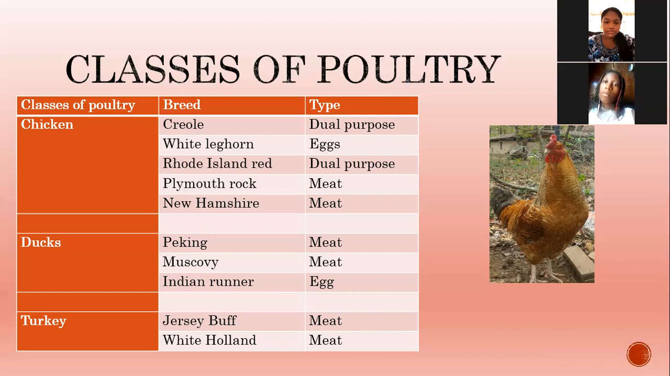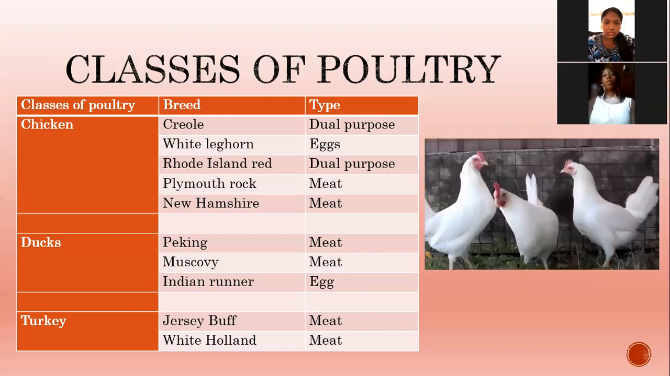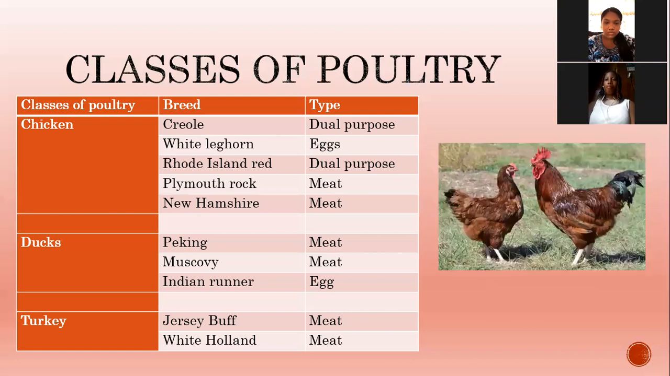So in terms of chicken, we have different breeds. The first one there we have is Creole, and I have an image of the Creole chicken so you can have an idea what it looks like. Type is dual purpose, meaning that it is used for both eggs and meat. Then we have the White Leghorn. So that's how the White Leghorn chicken will look like, and they are used for the eggs. Then we have Rhode Island Red, and these are used for both meat and egg.